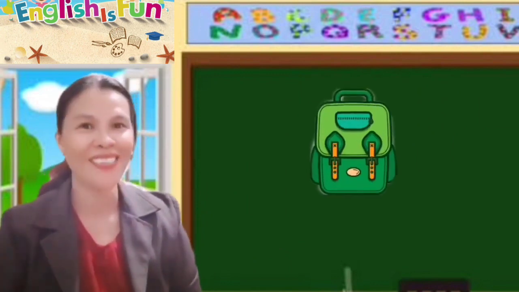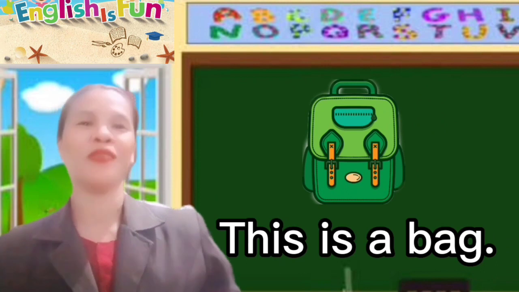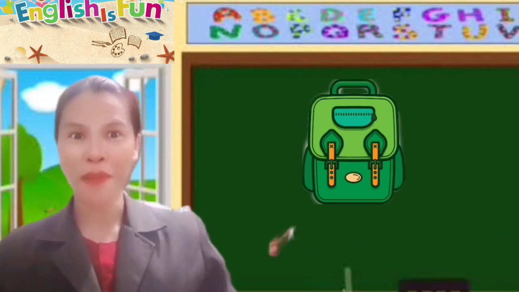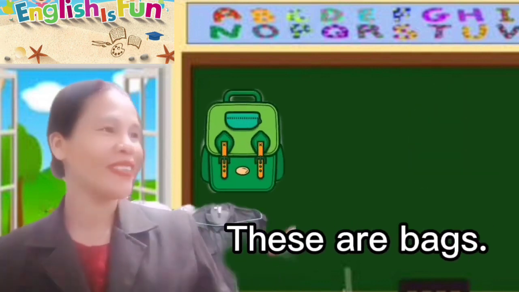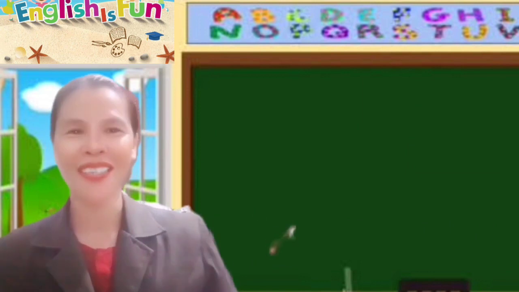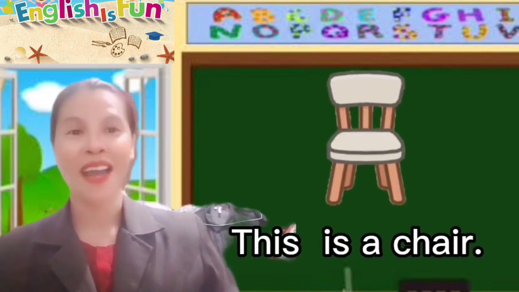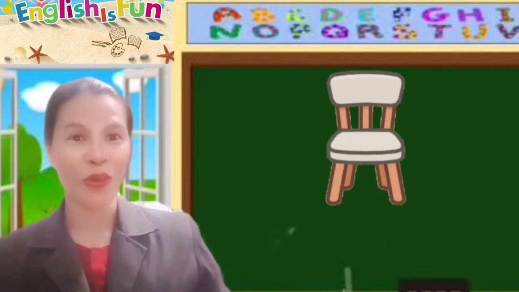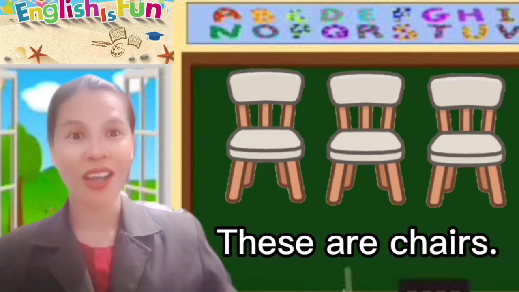A bag. Okay, very good, Maria. This is a bag. If more than one bag, we can say that these are bags. All right. Okay, anyone else? Yes, Robert. Chair. Very good. This is a chair. How can you say that in a sentence, Robert, if more than one chair? Very good. These are chairs.